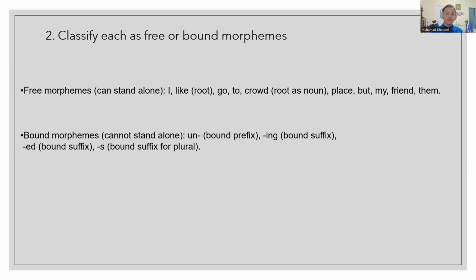The second question is to classify each as free or bound morphemes. The free morphemes, which can stand alone as a word, are I, like, go, to, crowd, place, but, my, friend, and them. The bound morphemes, which cannot stand alone, are the prefix or suffix, such as un, ing, ed, and s.